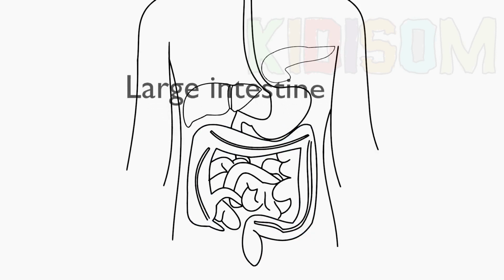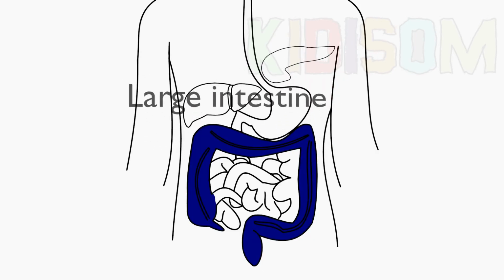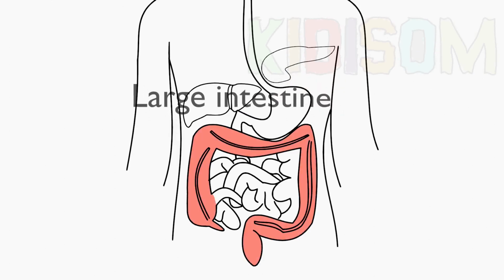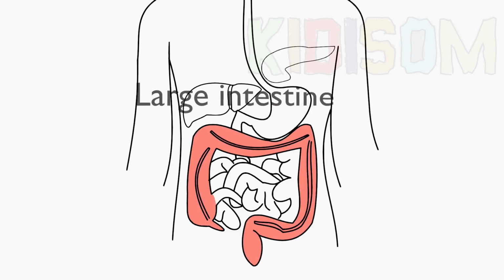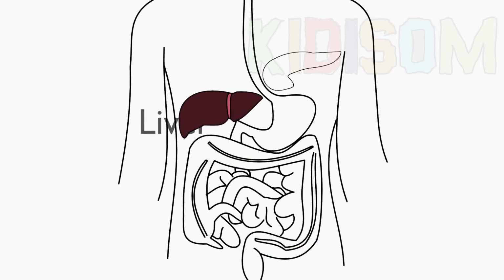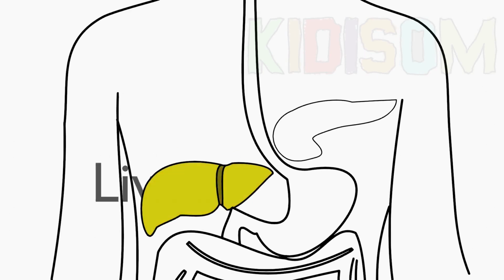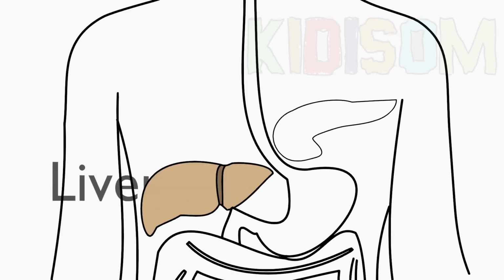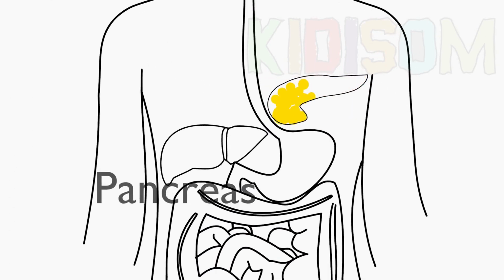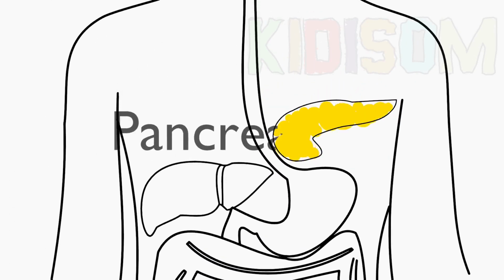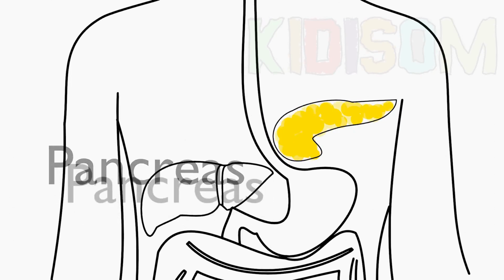The large intestine absorbs water and electrolytes from the remaining undigested food. It converts this into feces. It consists of the cecum, the colon, and the rectum. The liver produces bile, which is stored in the gallbladder. Bile helps break down fats in the small intestine. The pancreas produces digestive enzymes and hormones such as insulin to help regulate blood sugar levels.